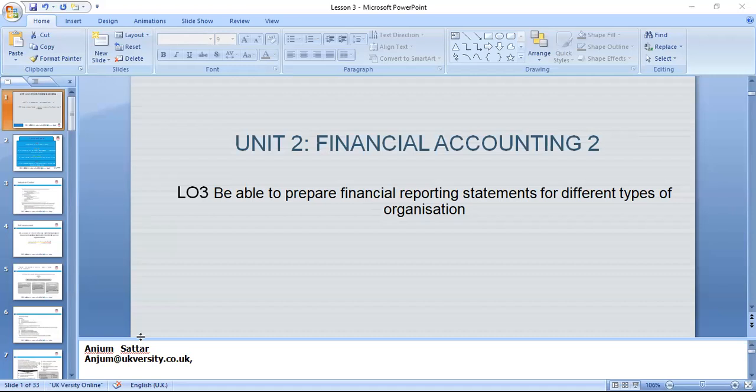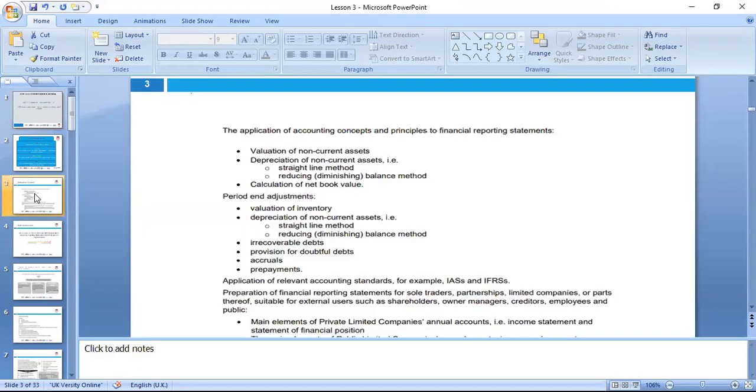Okay, so today's lesson will go through being able to prepare the financial reporting statement for different types of organization. Organization can be sole trader, partnership, limited company, and key indicative content. We're supposed to go through the application of accounting concept, principle, valuation of non-current asset, depreciation, different methods of depreciation. We'll discuss how we can value our inventory, stock, either at cost or net realizable value, the value of the sale, and irrecoverable bad debts, and we'll look around IAS and IFRS financial reporting standard and international accounting standard. That will be in our discussion, and key focus will be on these.